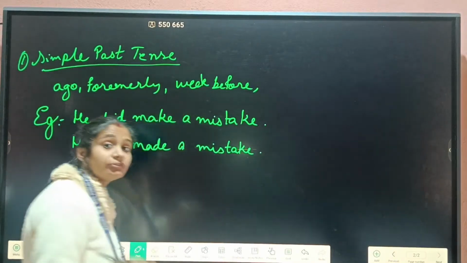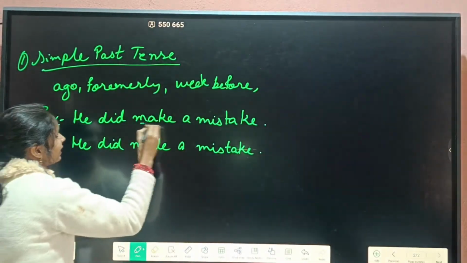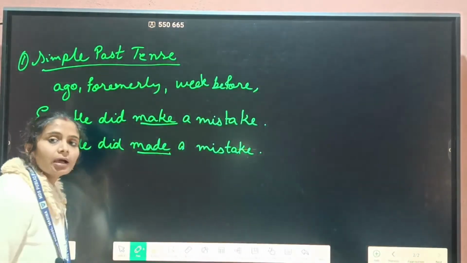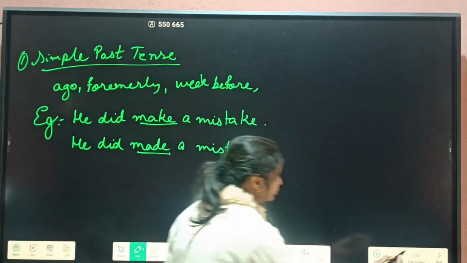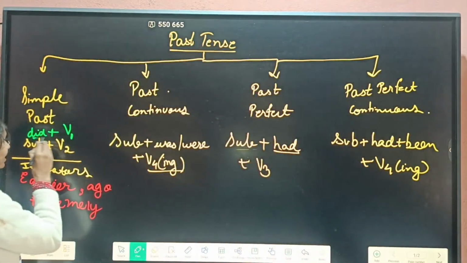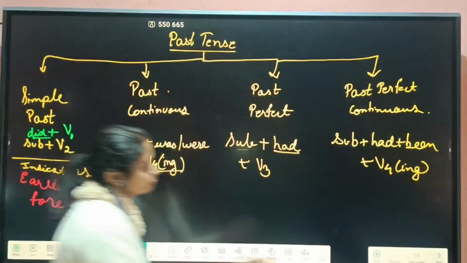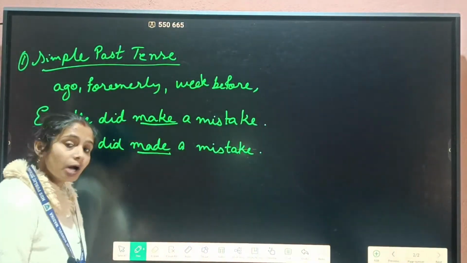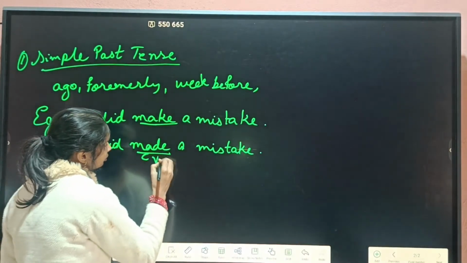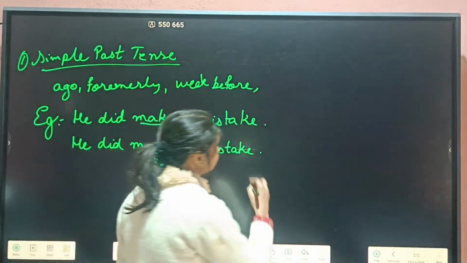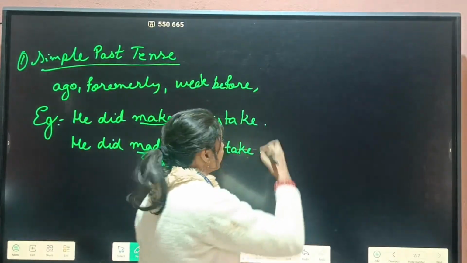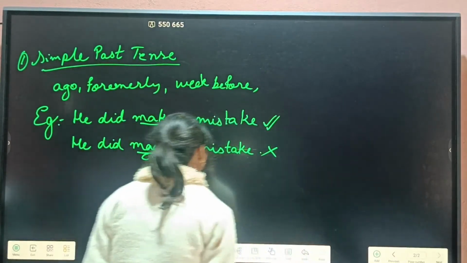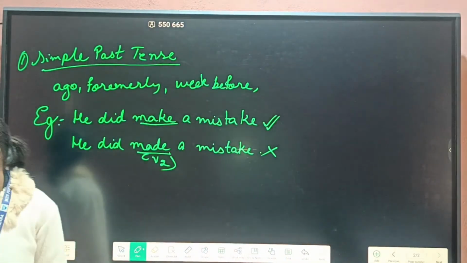Now we have to say which one is correct: he did make a mistake or he did made a mistake. Here we have seen that if we are using did, then with did we use only verb first form. Make is the verb first form, whereas made is verb second form. So this sentence is not correct and this sentence is correct. So this is all about simple past tense.